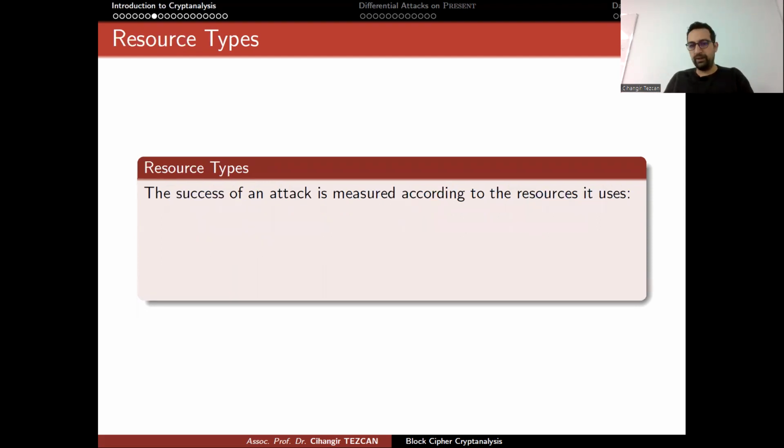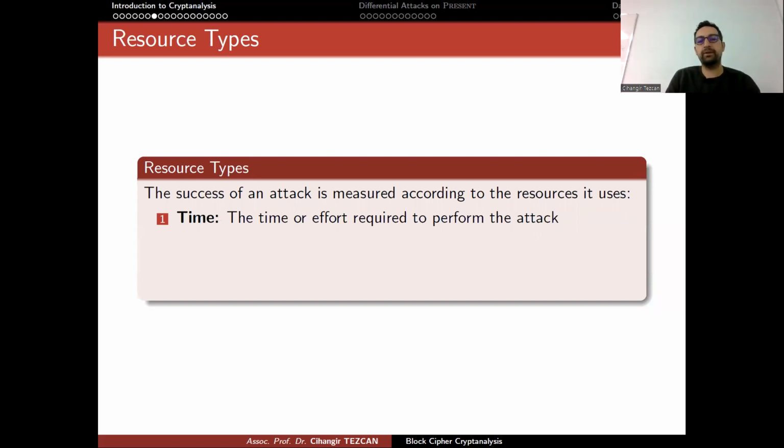All right. So we're actually talking about the capabilities of the attacker. In other words, what kind of data that they can capture. Now let's talk about resource types. So the success of an attack is measured according to the resources it uses, right? One of them is time. So this we will call time complexity. So it is the time or effort required to perform the attack.